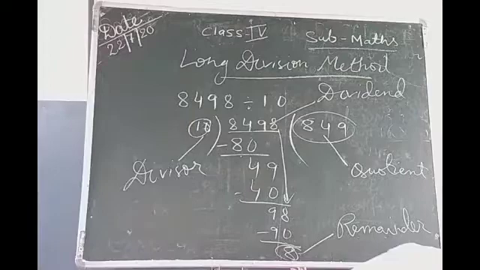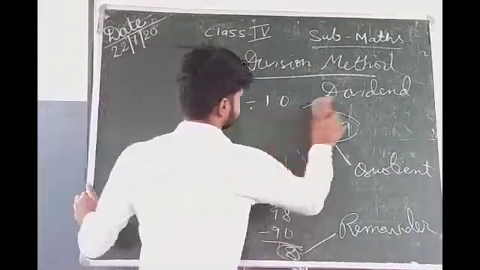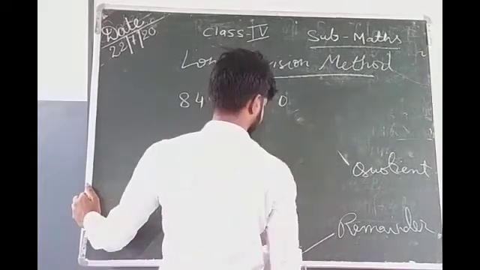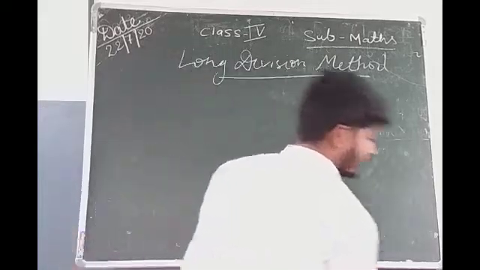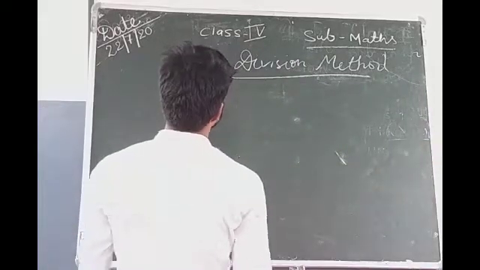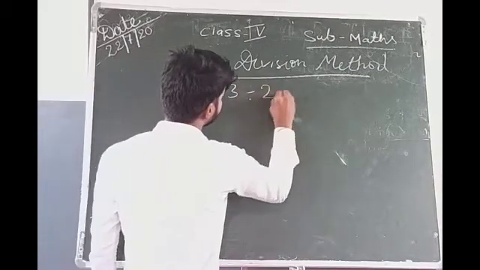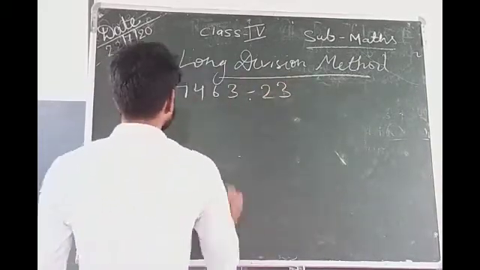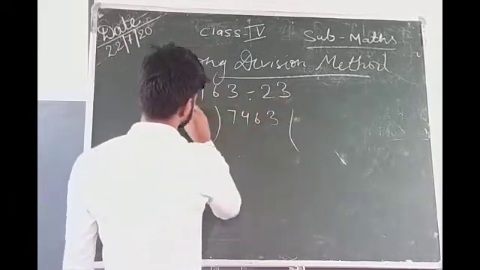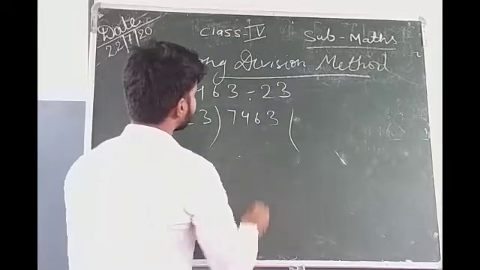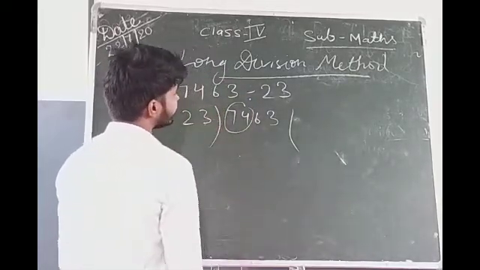See here. We will take a question again: 7463 divided by 23. 7, 4, 6, 3. Is 74 divisible by 23? That is no. So we will take 23 into 3, that is 69.